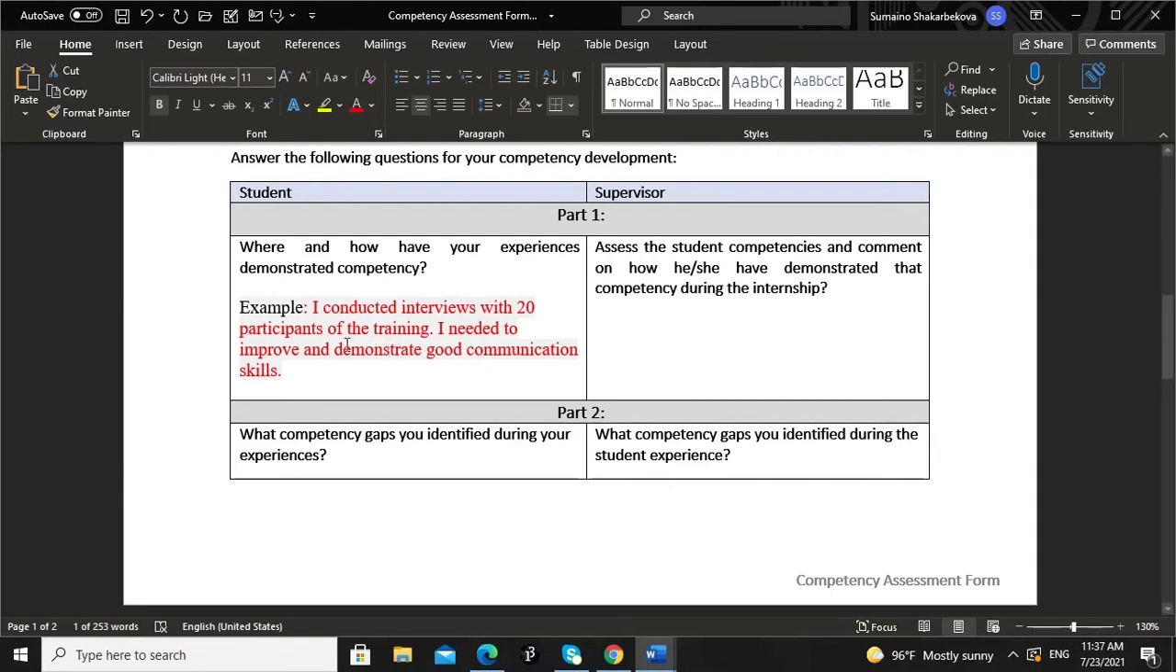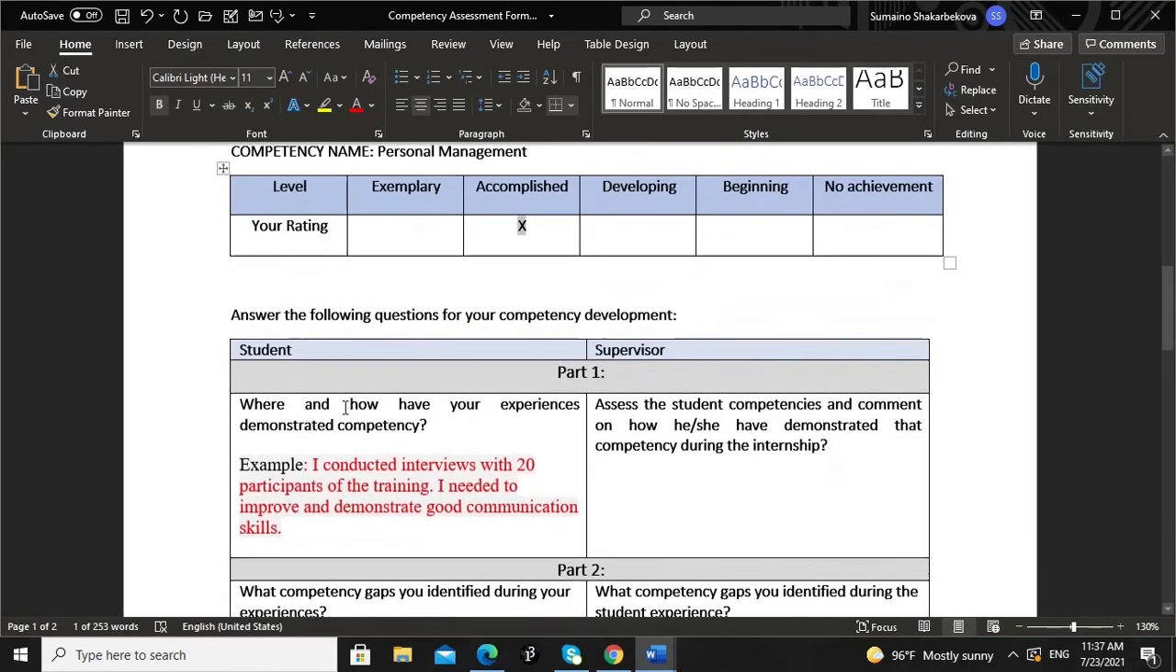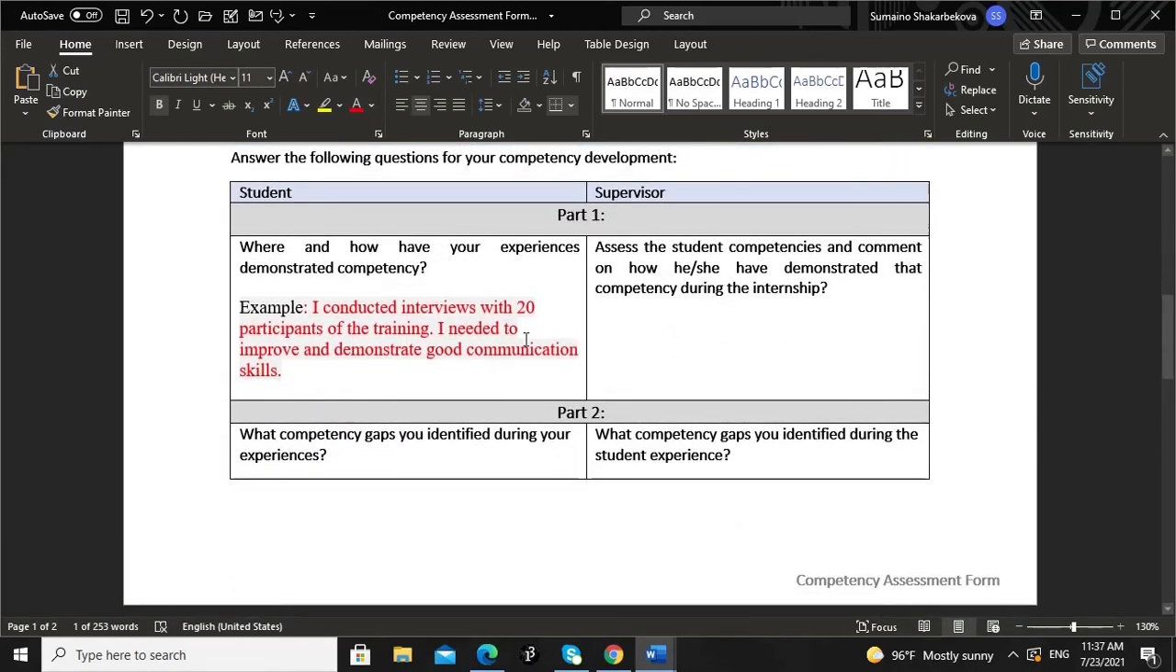For example, in the case of communications, a competency that I have chosen here, I have written that I conducted interviews with 20 participants of the training. I needed to improve and demonstrate good communication skills. So here I am bringing a practical example that shows how and where I applied my communication skills. Like this, you will bring practical examples which show where you demonstrated and used your competency skills.